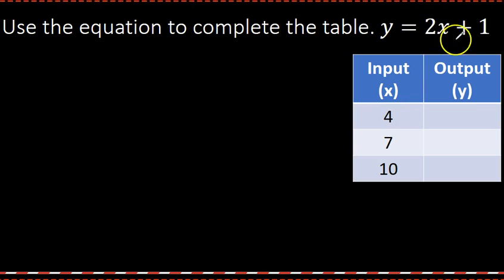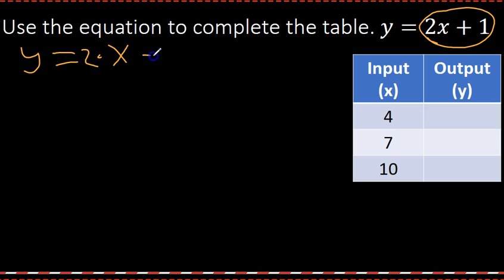And then this whole thing, this expression here, is regarded as the rule. So we can call it the rule. Okay, that's the rule. It's like a machine. You put in your input, and then it will throw out the output. So how do we do that? We write y equals 2x, which is 2 times x.